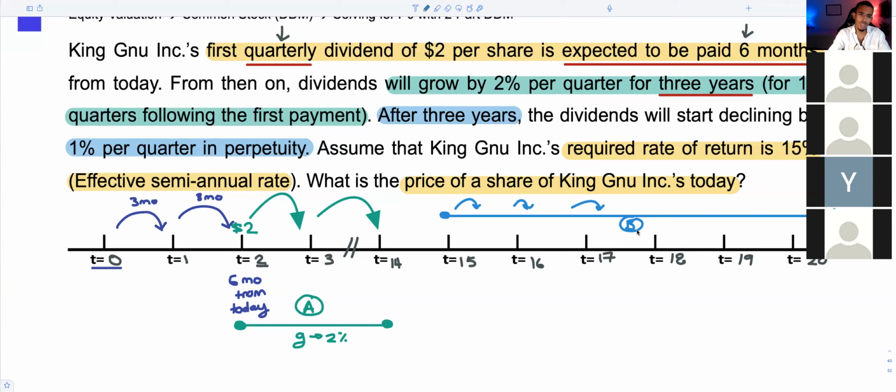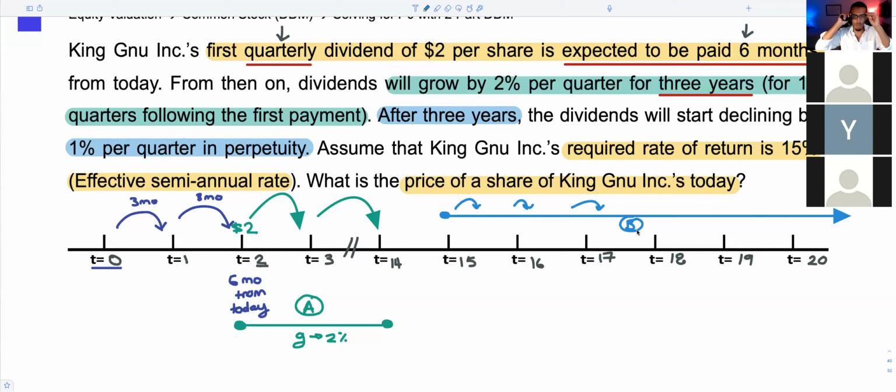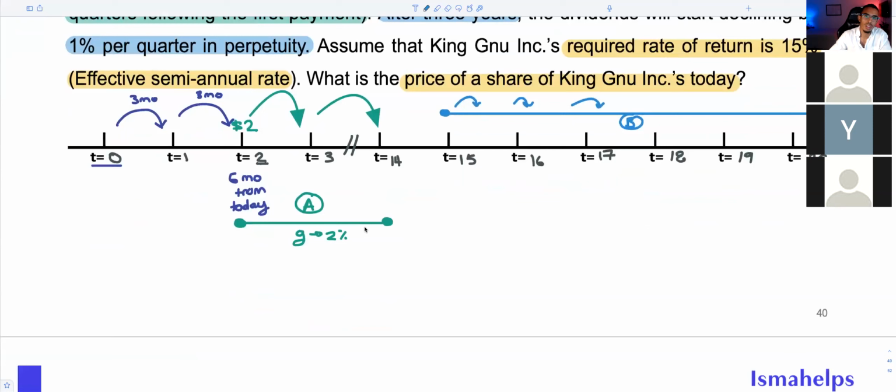So the thing is, though, we have a little bit of a problem. In this question, we were given an effective semi-annual rate. We were not given an actual effective quarterly rate, and that's what we're going to want to use. That's going to be the first step, because for us to use either a growing perpetuity, a growing annuity formula, or a constant growth DVM formula, we're going to need to allocate the right K. So the first step for us here is to solve for our effective quarterly rate. Let's start with that.